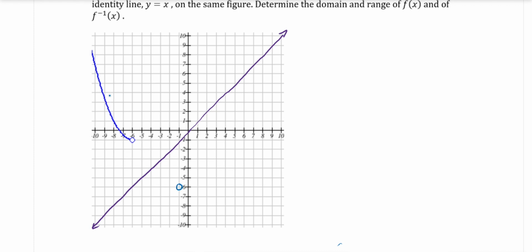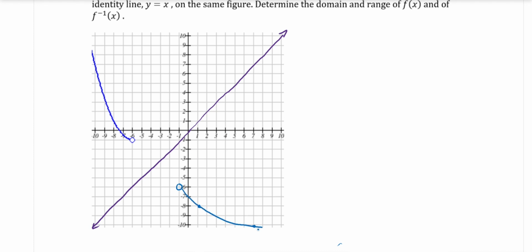And what's another point that it looks like this goes through? Kind of looks like it goes through -8, 1. So let's go to 1, -8. And that'll help guide our curve. Another point it looks like it goes through is -10, 7. So if I go to 7, -10, and I put a dot here, that'll help guide my curve. And now let's just try to connect these points smoothly.